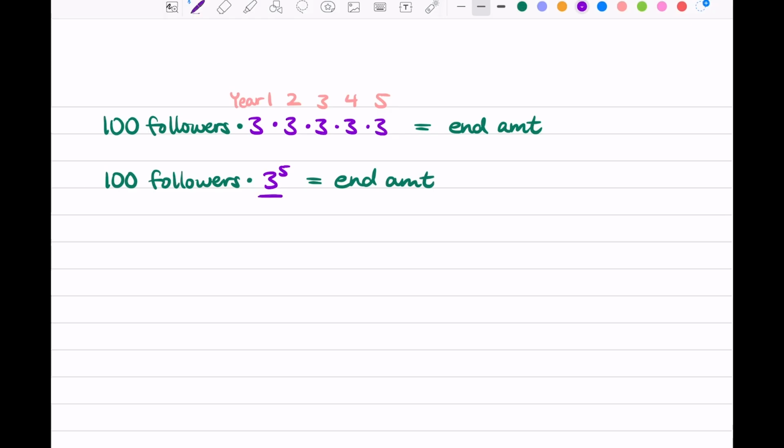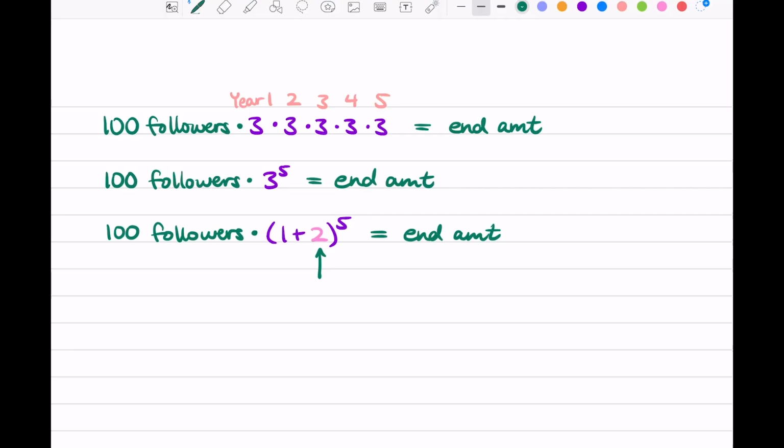Now let's rewrite our 3 as 1 plus the pink number. So we'd have 100 followers times 1 plus 2, all of that to the 5th power, and this would still equal our end amount. Now I mentioned before that this pink number is our growth rate, and now we can see that it determines how fast we're growing. So whatever that pink number is determines how much our followers grow every year.